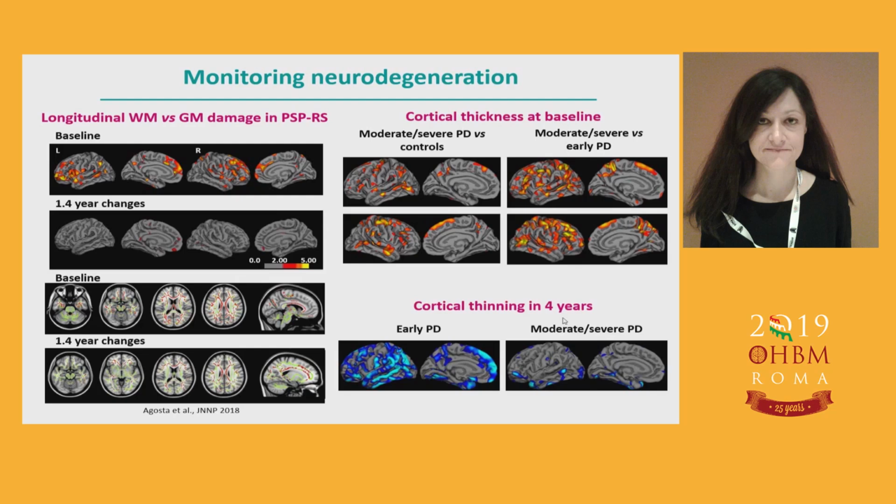So this suggests that MR can offer you different biomarkers, and you have to choose the right biomarkers according to the stage of the disease you are studying. If you are looking at the early phase of the disease, maybe cortical thickness and atrophy are the right biomarkers. When we are looking at patients in the moderate to severe stage of the disease, maybe it's better to look at the neurodegeneration within the white matter.